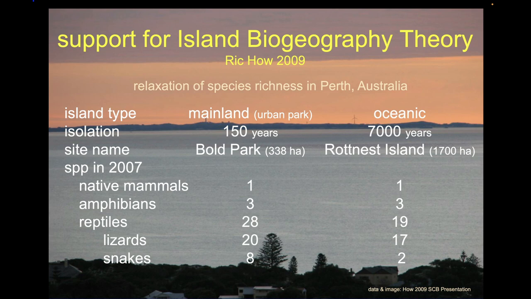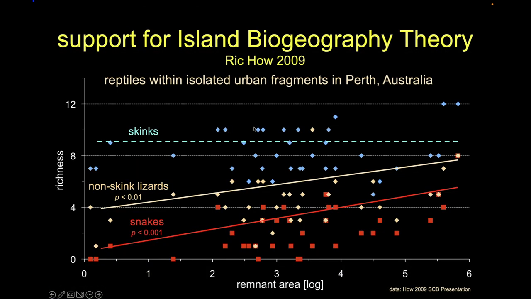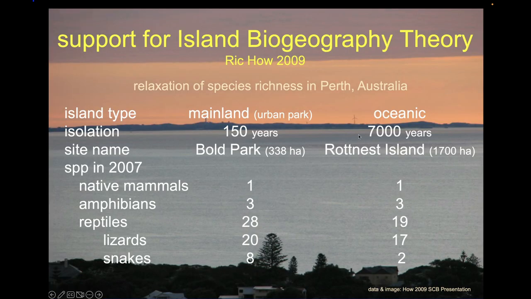This is another example of data, but check it out. So here is what's going on. This example right here is now in tabular form. Here's what we found in terms of mammals, amphibians, reptiles, lizards, snakes, etc.